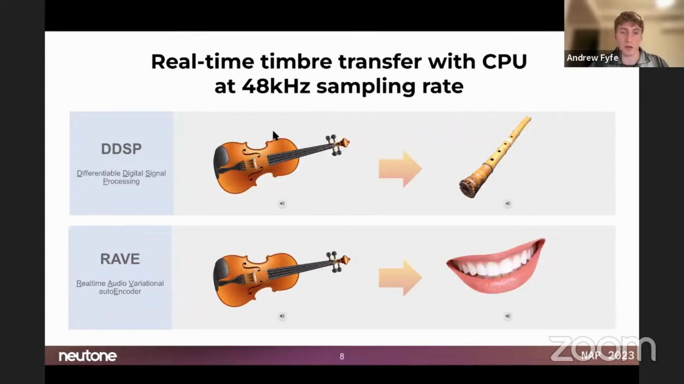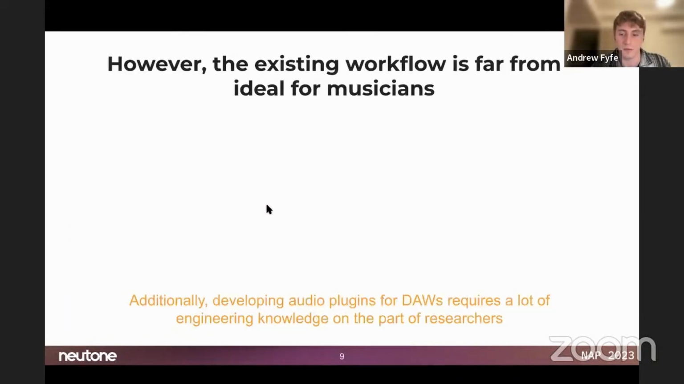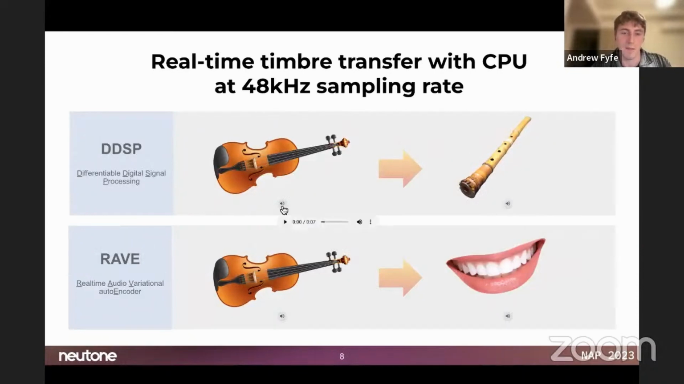To give you an example of this timbre transfer effect that I was mentioning earlier, here is something for you to listen to. Hopefully you can hear this. This is using DDSP. We've got a violin coming in at the input, and it's been translated to a shakuhachi flute sound. So this sounds like this.